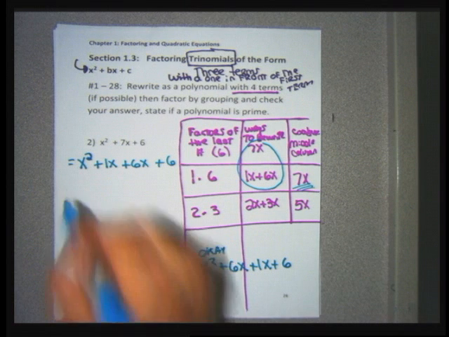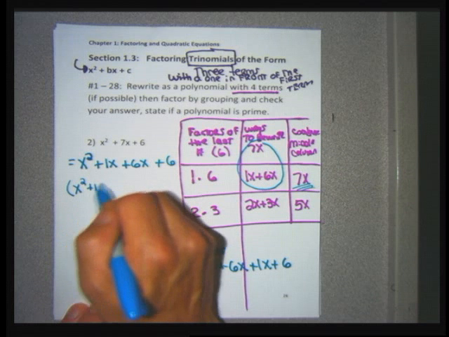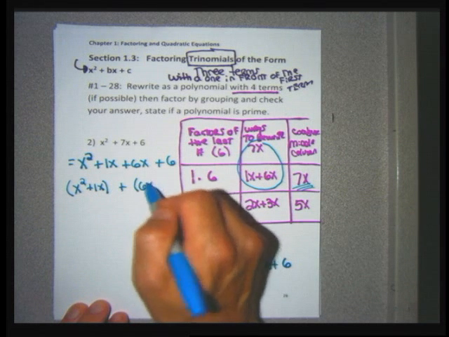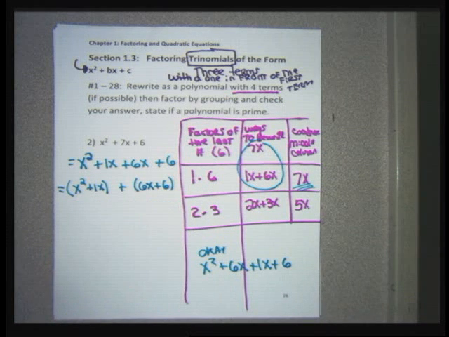So now I'm going to factor by grouping, which we just did in the last section. So I'm going to go x squared plus 1x in a parentheses, put my plus sign, and 6x plus 6 in a parentheses, and this does equal the line above it.